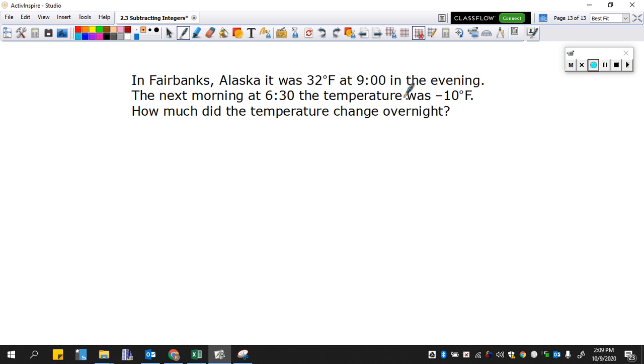So we are trying to find the difference between 32 and -10. And you know that whenever we find a difference, we subtract. So we have 32 minus a -10. All right? So now we just do keep, change, change. Keep the 32, change the minus to a plus, and the -10 turns into a +10.